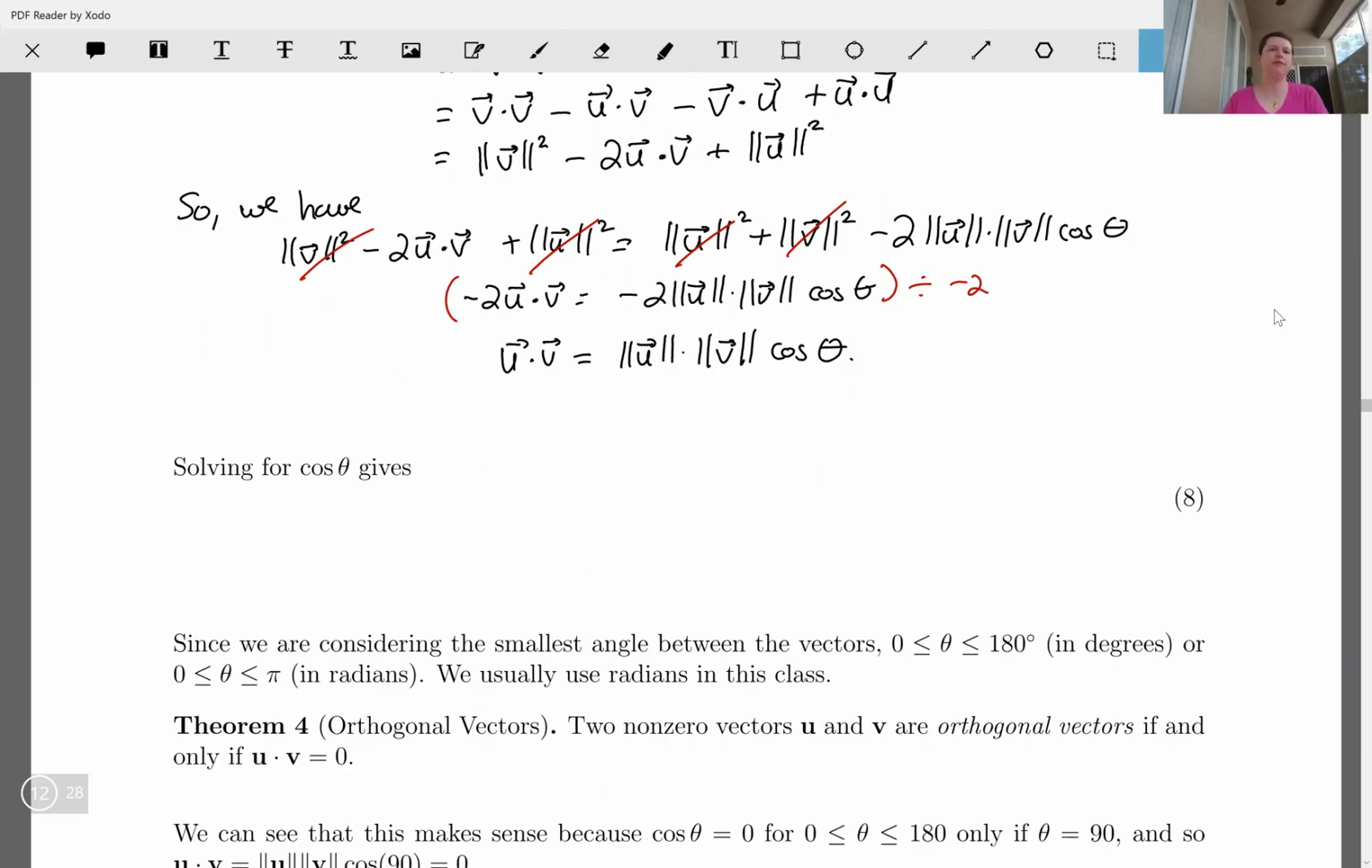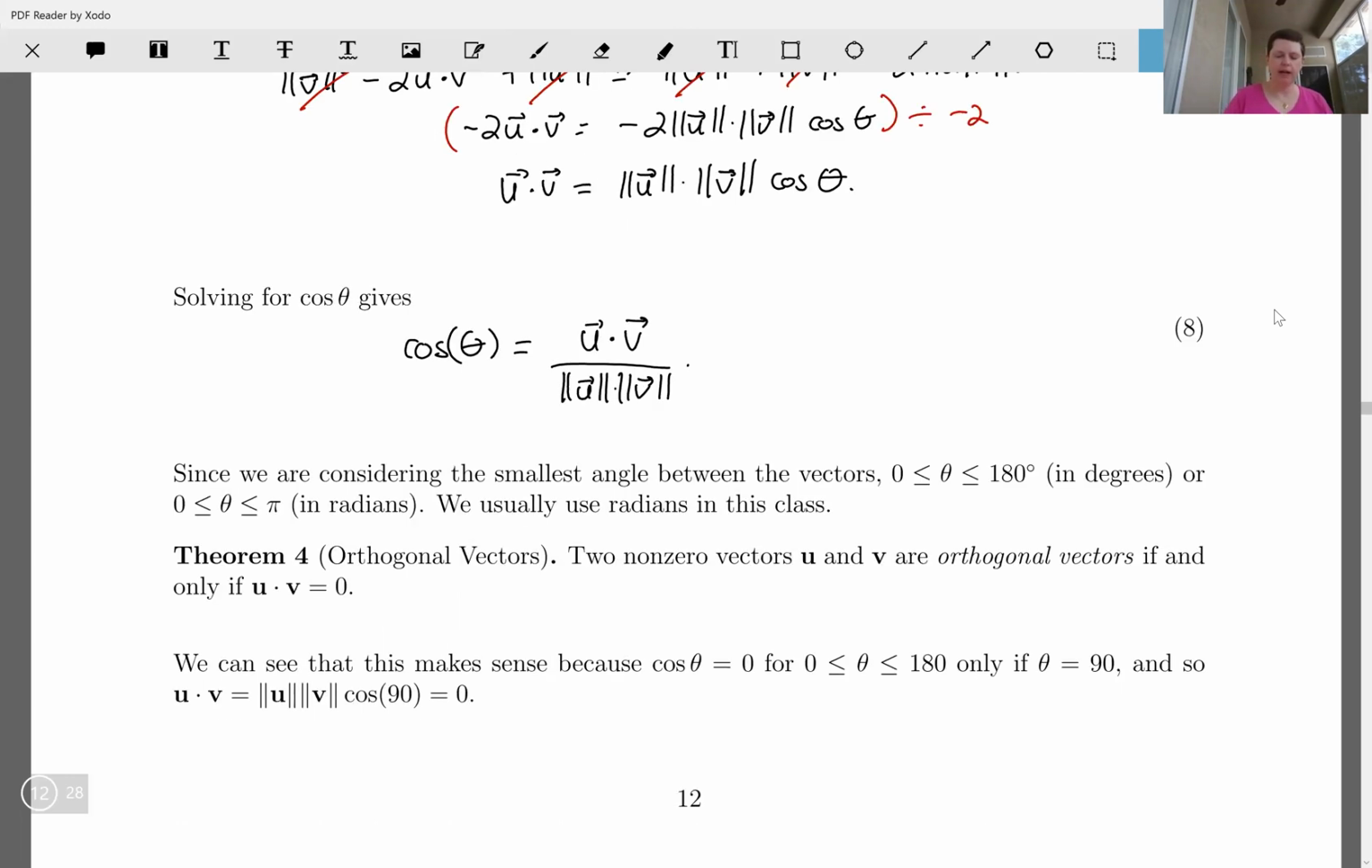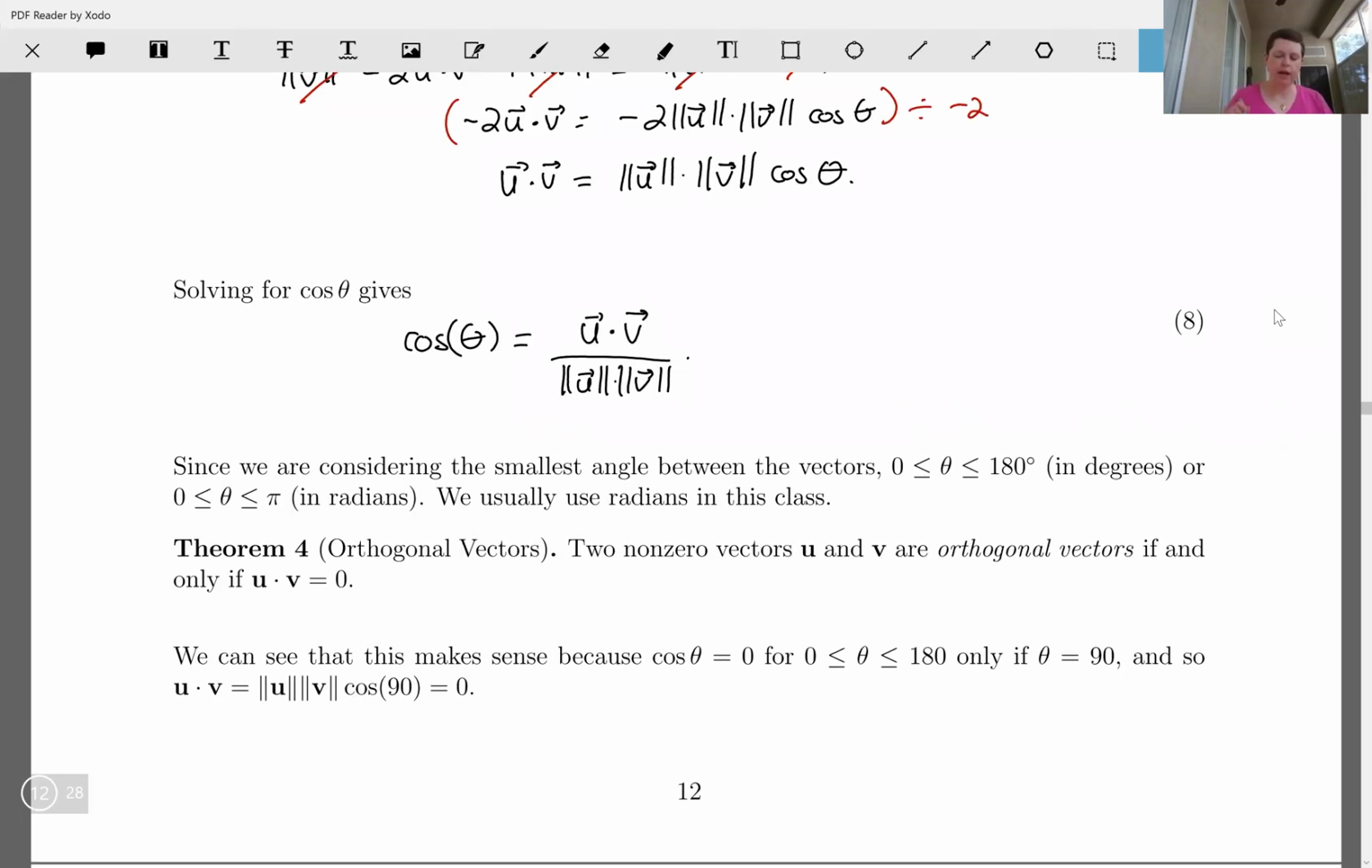Okay, well, from the equation, that might not be like, woohoo, big deal, but it's kind of a big deal, right? So we get cosine of theta is going to be the dot product of u and v divided by the product of the norms. Now, remember also that we're considering the smallest angle between the vectors, and so theta has to be between 0 and 180 degrees if we're doing degrees, or between 0 and pi in radians. Keep in mind that we usually are using radians in this class.